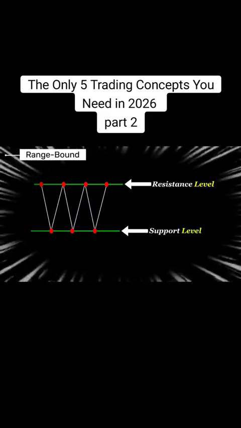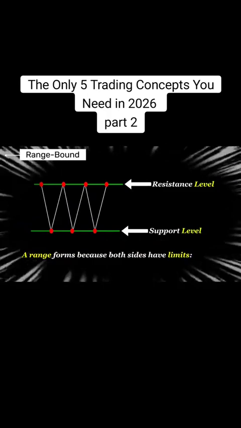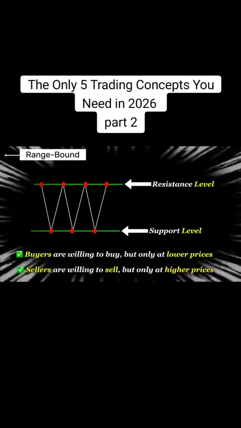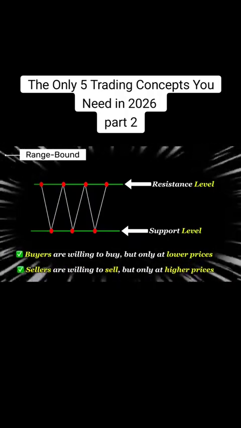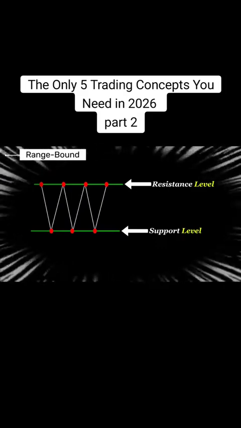There is no trend because buyers and sellers are balanced. A range forms because both sides have limits. Buyers are willing to buy, but only at lower prices. Sellers are willing to sell, but only at higher prices. Neither side has enough strength or conviction to break the other. This creates equilibrium. That's why ranges are dangerous.